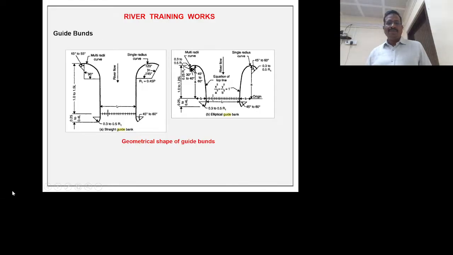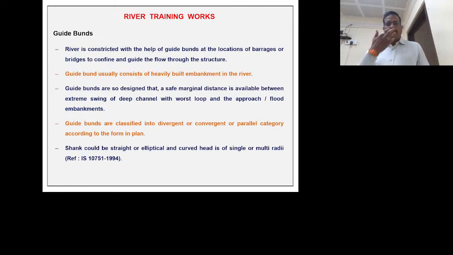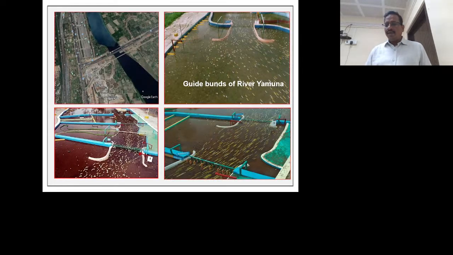These are the different types of guide bunds. These are the straight guide bunds and these are the elliptical guide bunds. Whenever the flow is oblique with some angle, then we will go for the elliptical guide bunds. This will be suggested only after the studies in mathematical model study work only. See here different types of guide bunds we have constructed in different models in CWPRS.